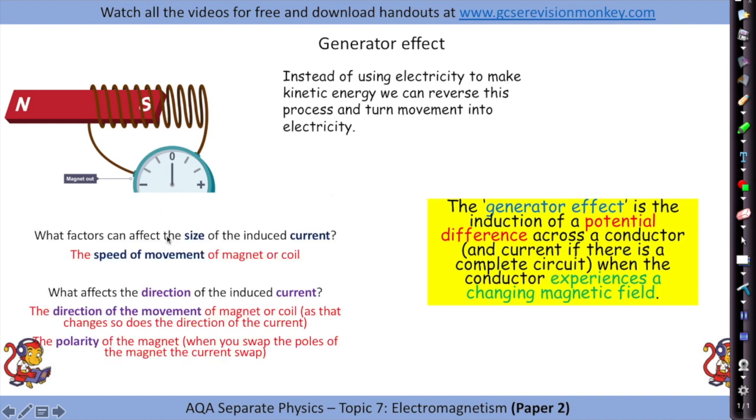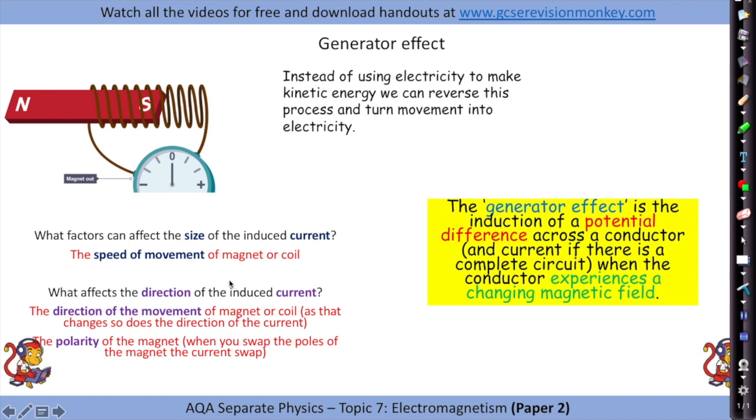Okay, so how can we affect the size of the current being induced? Here's my ammeter reading to measure the size of the current. As I move that magnet in and out, and I have to keep moving it, as I keep moving it, it's going to generate current for me. Now, if I move the magnet faster, we get a bigger current.